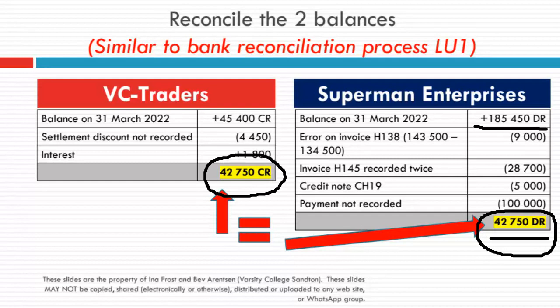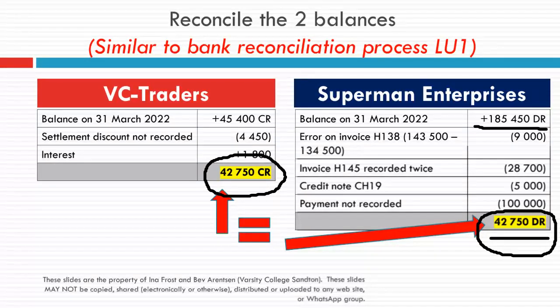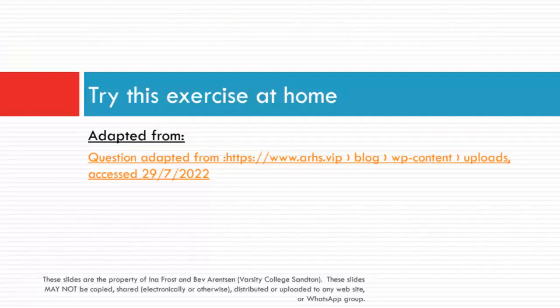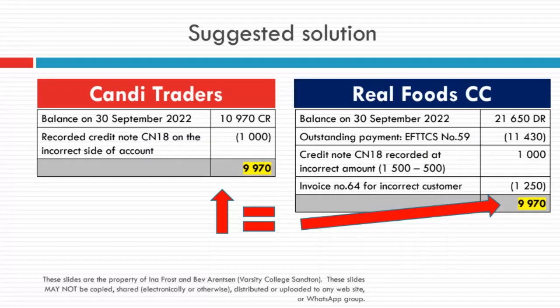So this then is just a brief explanation of how we go about doing the reconciliation and what the purpose of this reconciliation is. You can now pause this recording over here, and then you can try this next exercise at home. And once you've completed the exercise, then you can start the recording again, and you can go and look at the answer. You can mark yours against the answer.